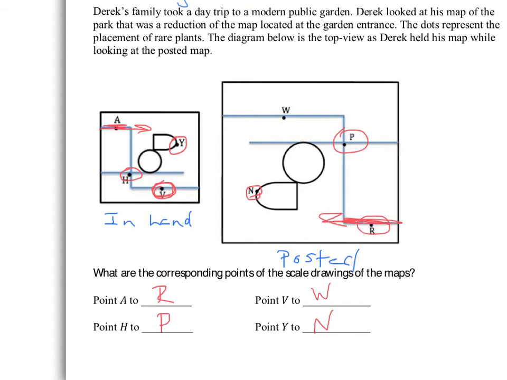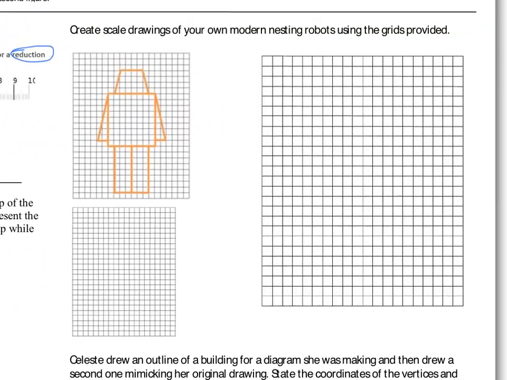Okay, so that's just an important thing to be thinking about when we're thinking about scale drawings, is that our corresponding points are the points on the same drawing that's either been enlarged or reduced that are in the same place. Now obviously they're going to be different sizes if it's an enlargement or a reduction, but they're going to be corresponding. We use the word corresponding.